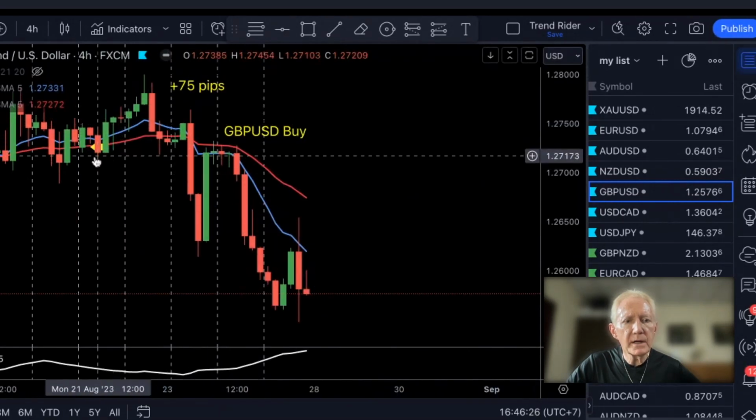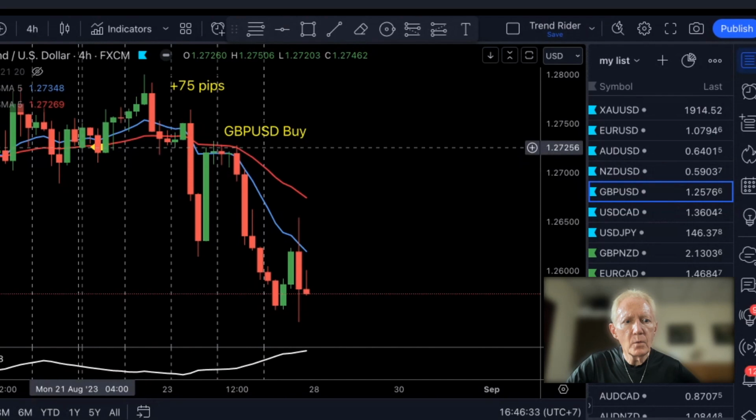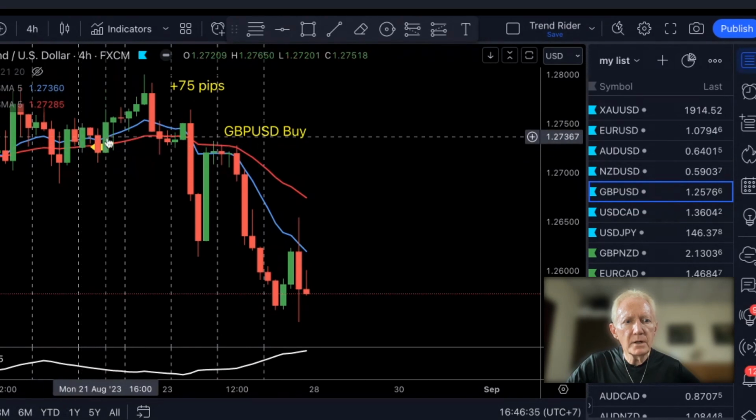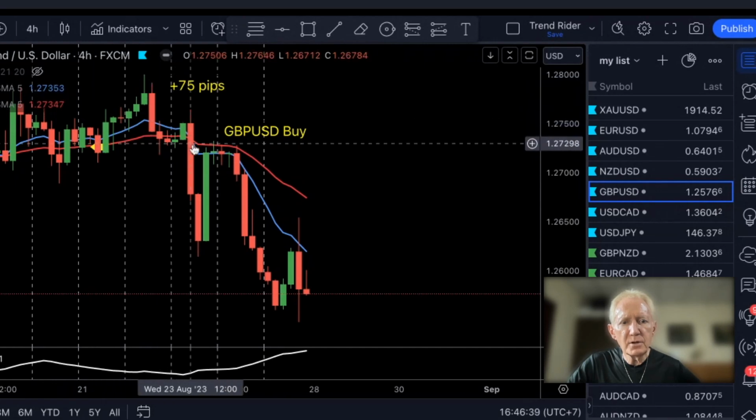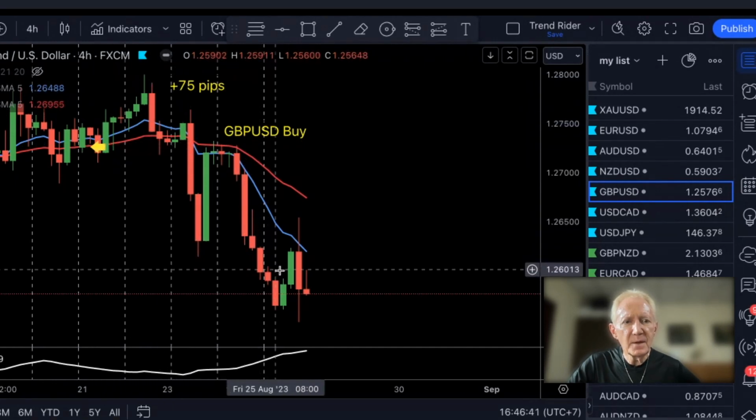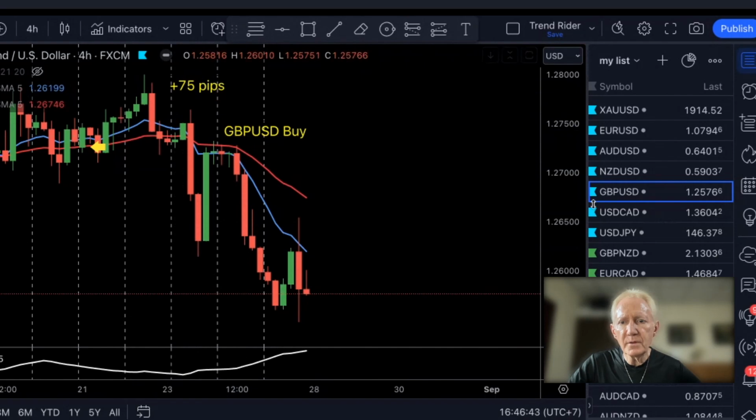Remember, that was a market execution order, not a pending order. I told you to buy when the market opened on Monday, which was right here. Then Monday and Tuesday it moved up, and we got a total of 75 pips before it decided to do a U-turn and go the wrong direction. But that was a good one there, 75 pips on the pound US.